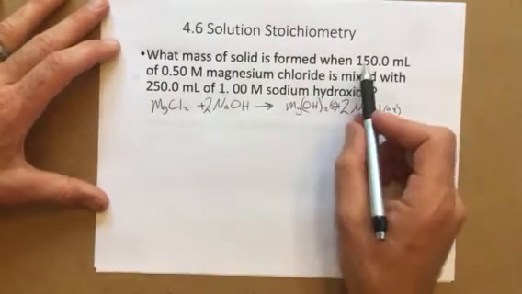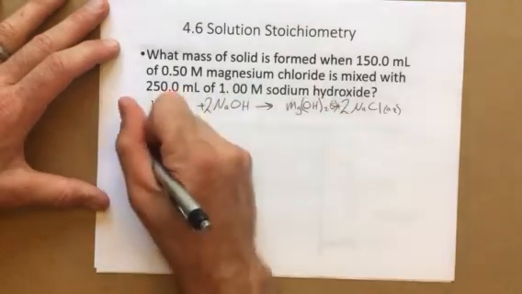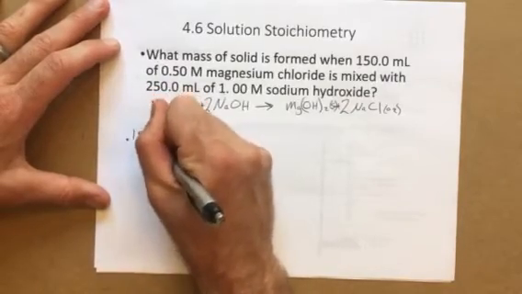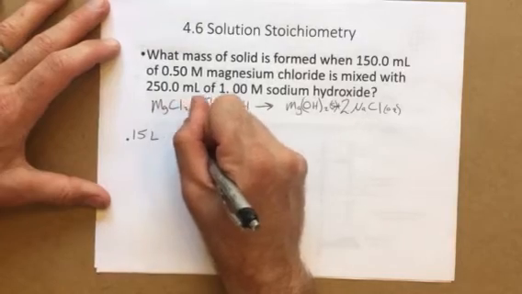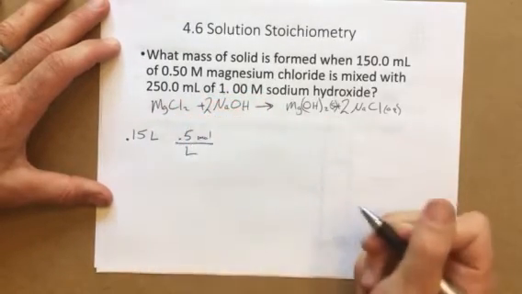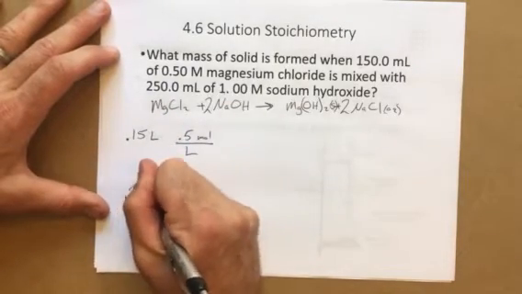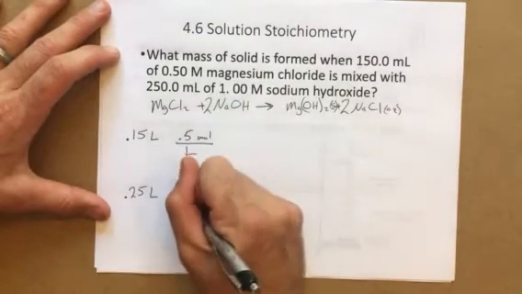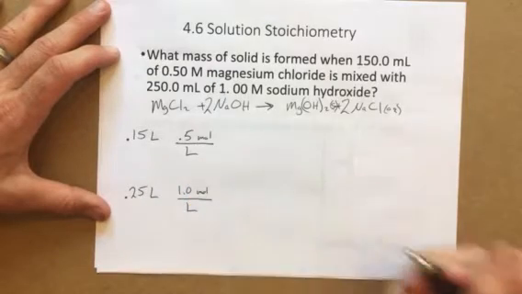So in this problem, it tells us we have 150 milliliters of 0.5 molar magnesium chloride. We'll change that into liters right away, so that'll be 0.15 liters, and that's 0.5 mole per liter solution. And then we were also given 250 milliliters, so 0.25 liters of a 1 molar solution, so 1.0 moles per liter.